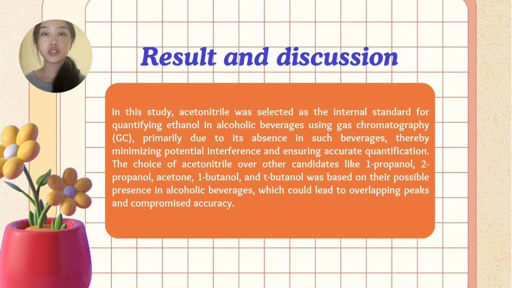In this study, acetonitrile was selected as the internal standard for quantifying ethanol in alcoholic beverages using gas chromatography, primarily due to its absence in such beverages, thereby minimizing potential interference and ensuring accurate quantification. The choice of acetonitrile over other candidates like 1-propanol, 2-propanol, acetone, 1-butanol, and t-butanol was based on their possible presence in the alcoholic beverages, which could lead to overlapping peaks and compromised accuracy.